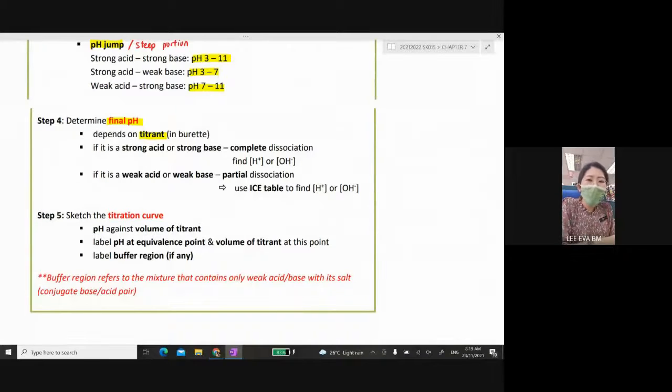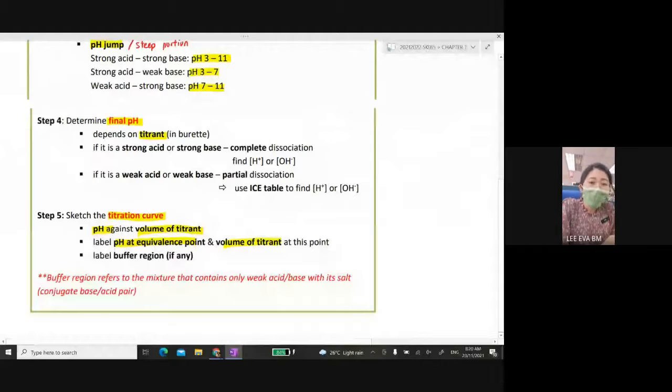Then after you gather all the information, now we have 4 pieces of information over here: initial pH, pH at equivalence point, volume at equivalence point, and final pH. Then we can draw your titration curve. So for this titration curve, the y-axis is pH. The x-axis will be volume of titrant. Of course, you need to write the formula for the titrant. And then label the pH at equivalence point. Label the volume of titrant.